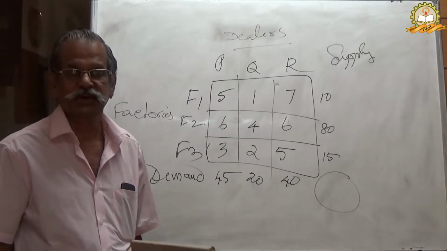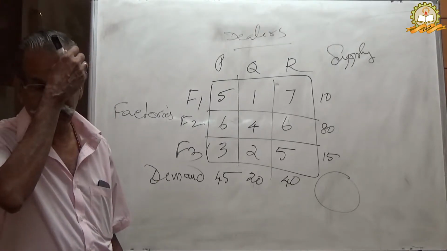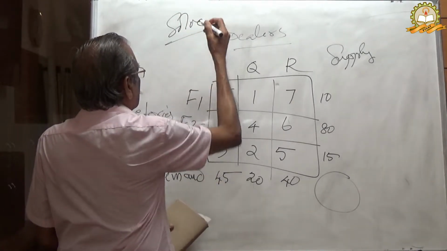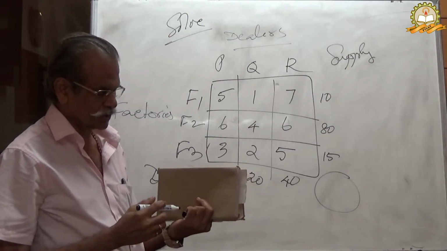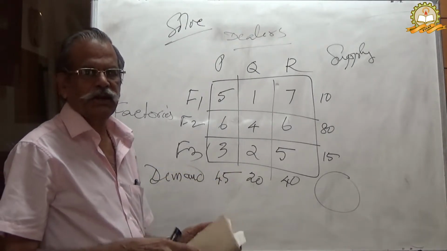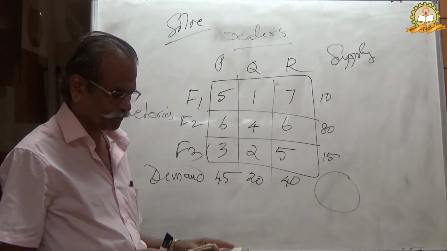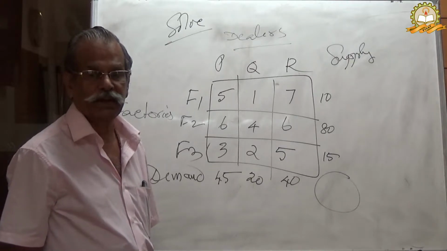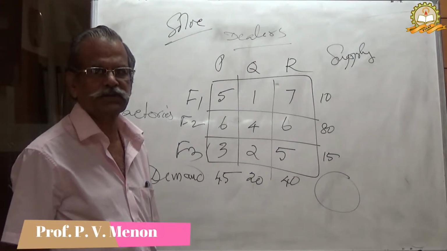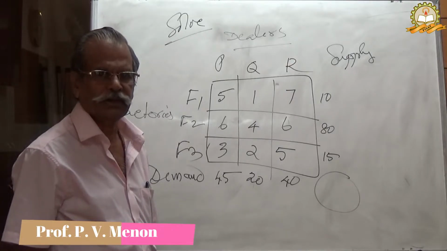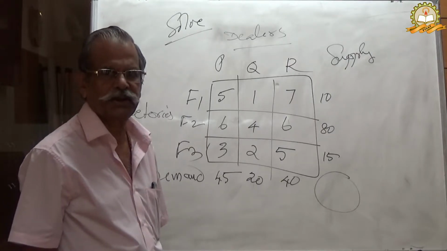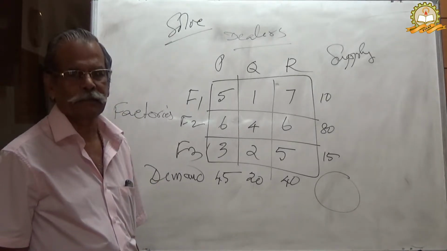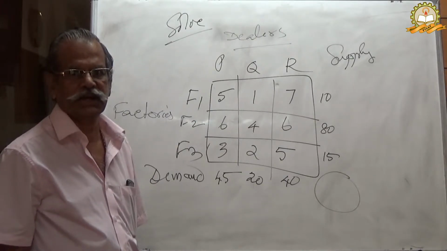Therefore, the problem is: solve the following question for minimum transportation cost and test its optimality. Therefore, we have choice 1, find initially the minimum transportation cost, and the second step, or second alternative, will be to test the optimality. Then the solution is as follows.